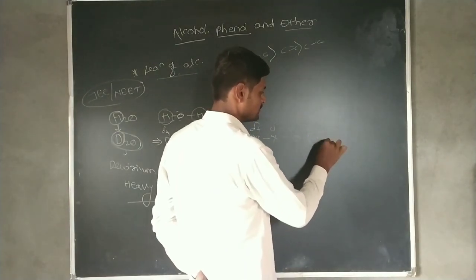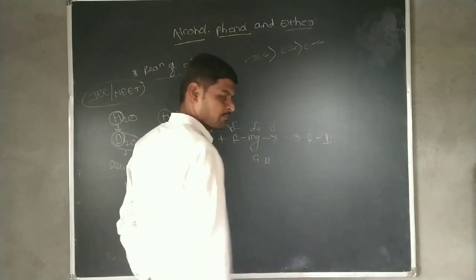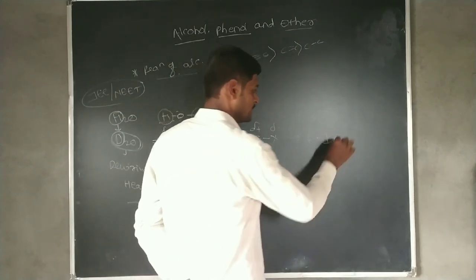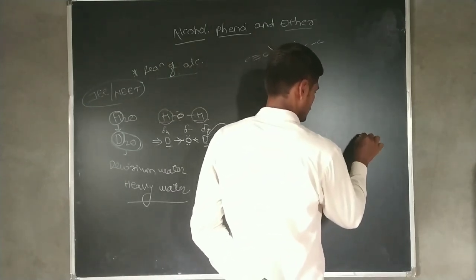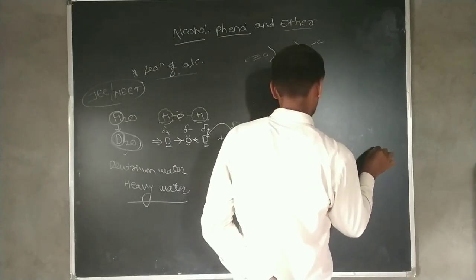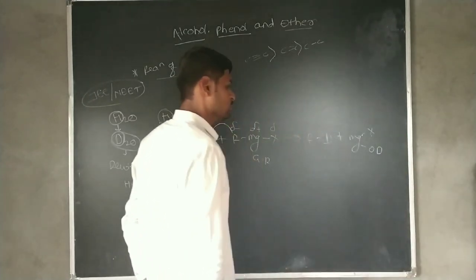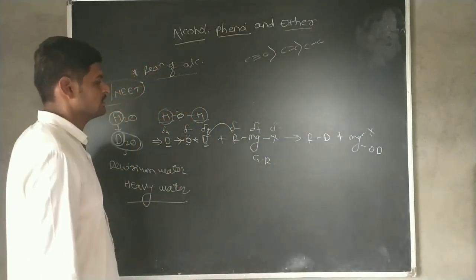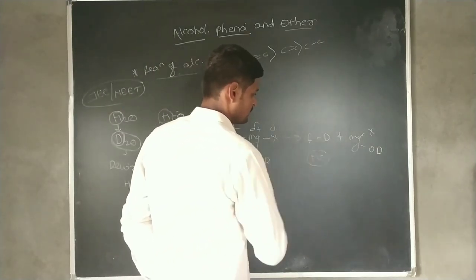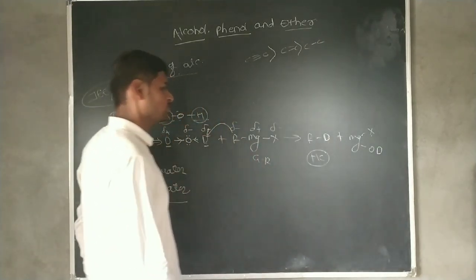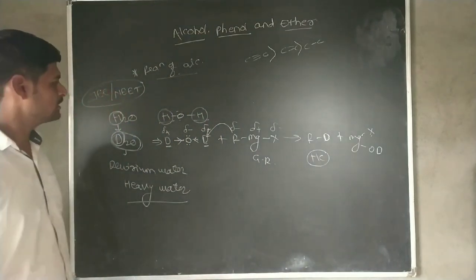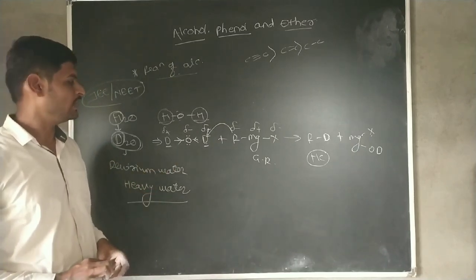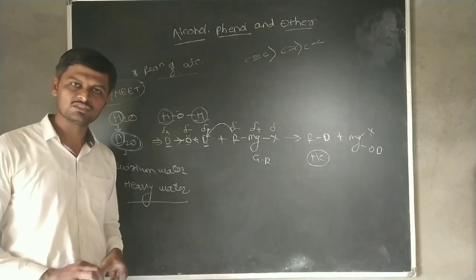Then it forms R-D. In this case, the alkane contains one hydrogen atom replaced by deuterium, and the remaining part is attached to magnesium. This is also known as a hydrocarbon, because deuterium is an isotope of hydrogen. These are some examples of acidic hydrogen containing functional groups reacting with the Grignard reagent.